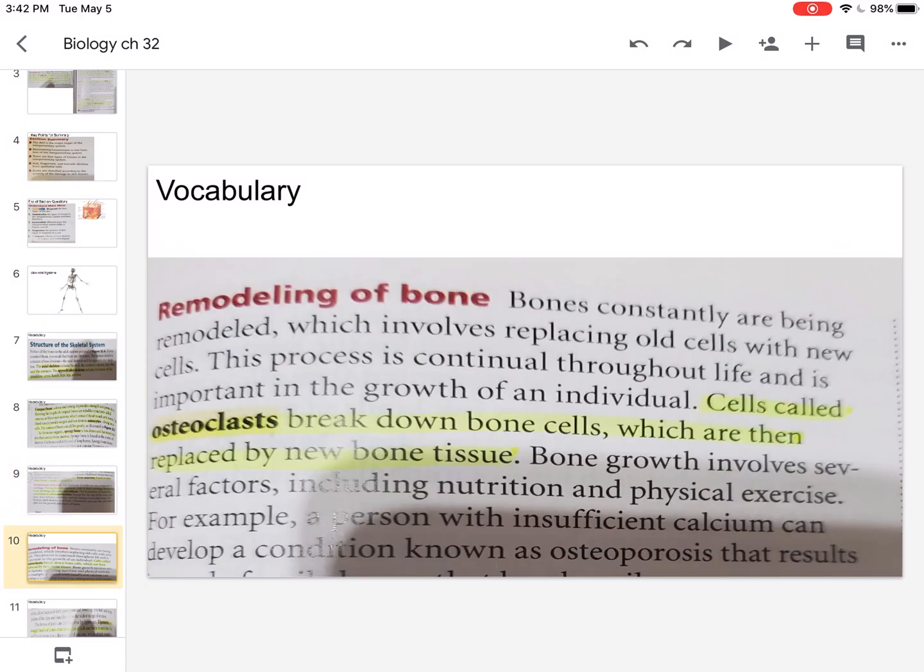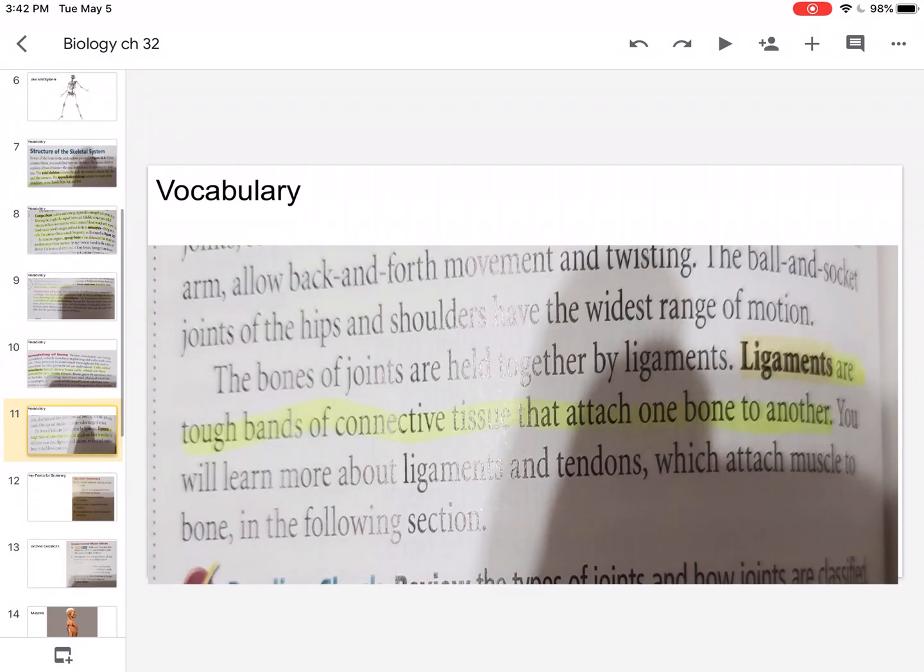Next we have osteoclast. Cells called osteoclasts break down bone cells, which are then replaced by new bone tissue. Next one is ligaments. Ligaments are tough bands of connective tissue that attach one bone to another.